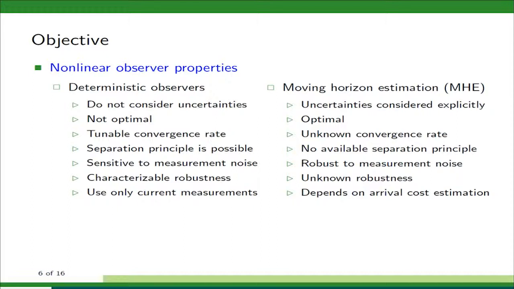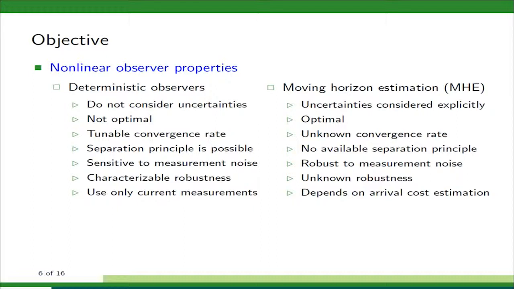As just mentioned, deterministic observers and moving horizon estimation have their advantages and disadvantages. If we list their properties and compare them, we can see deterministic observers do not consider uncertainties explicitly, but in moving horizon estimation, uncertainties are considered explicitly. And deterministic observers are not optimal, but moving horizon estimation, I would say MHE, is optimal. And deterministic observers have tunable convergence rate, but the convergence rate for moving horizon estimation is unknown.